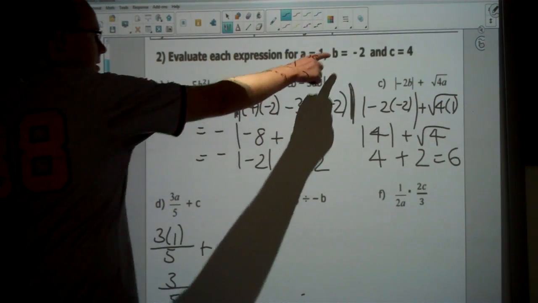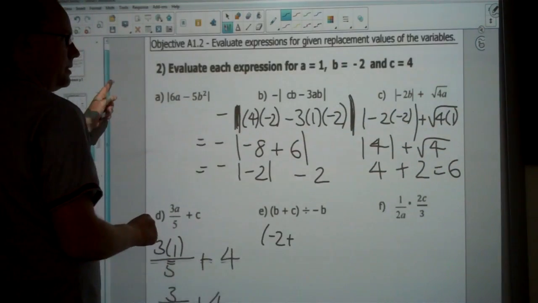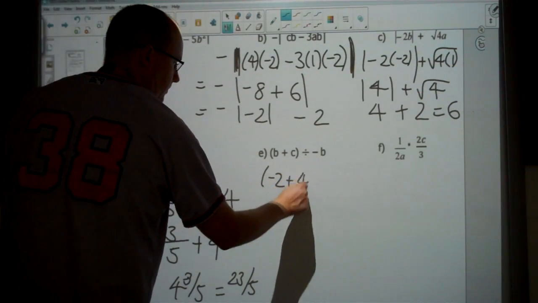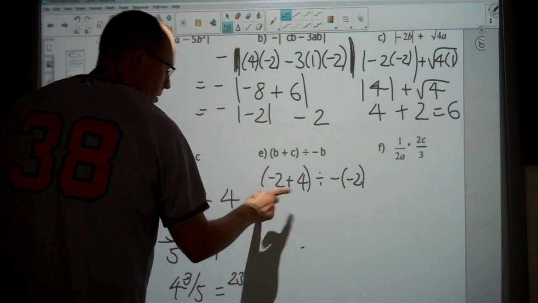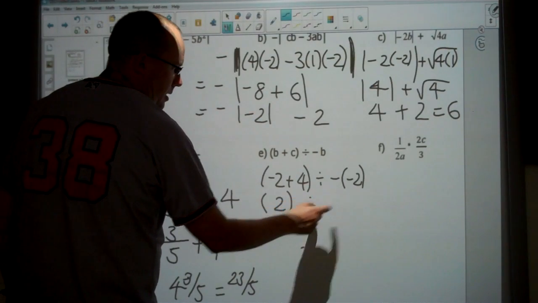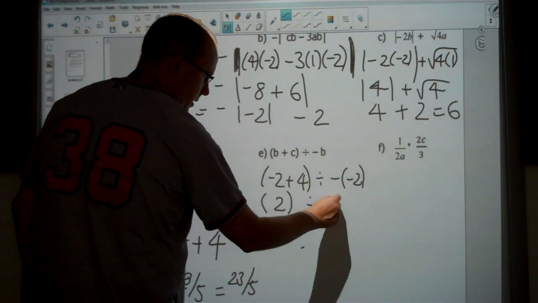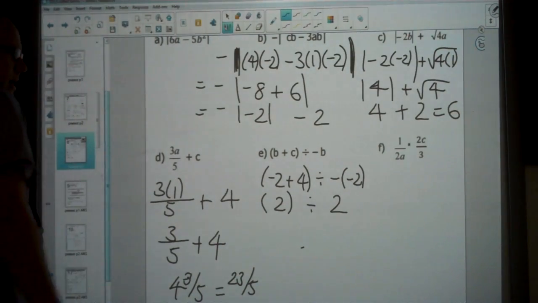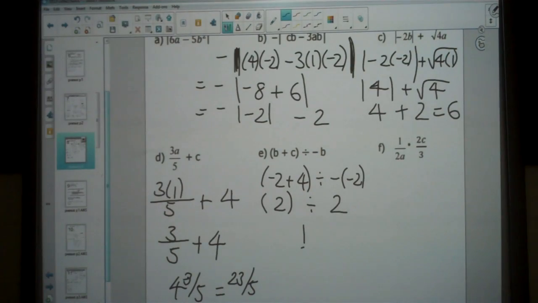Okay, let's look back at what B is. B is negative 2, so I've got negative 2 plus C, it says is positive 4, divided by the negative of negative 2. So when I add these two things together, I'm going to get positive 2. And the two negatives here are also going to give me that positive. And then when I divide these two things, I'm just going to end up with 1.